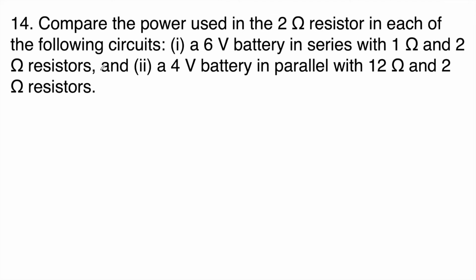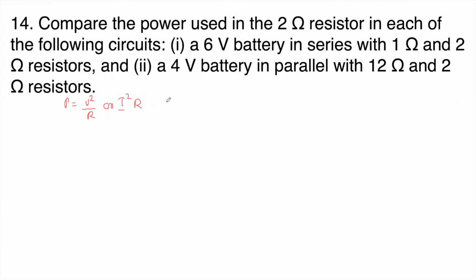Question number 14. Compare the power used in 2 ohm resistor in each of the following circuits. A 6 volt battery in series with 1 ohm and 2 ohm resistors, and a 4 volt battery in parallel with 12 ohm and 2 ohm resistors. So in both cases we should find the value of power and we should compare the power. That is the question. Okay, so for finding the power, normally we will have a doubt what formula we will use. P is equal to V square by R or I square into R.